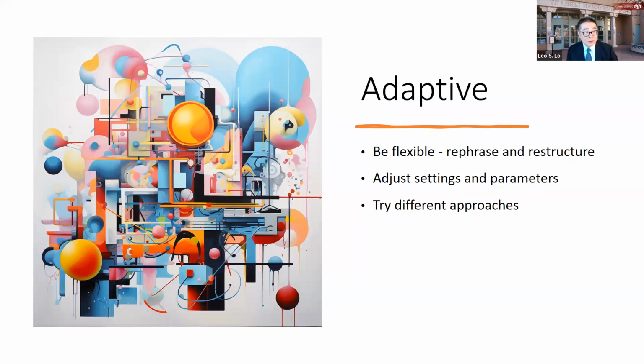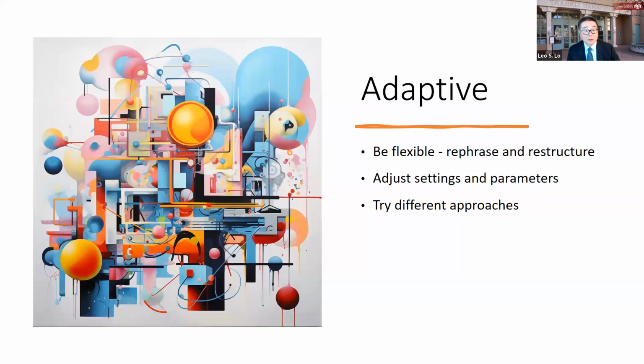This is essential in prompt engineering because it doesn't matter how good your prompt is, they don't always give you what you want. So you may want to take a look at the response, and then think about rephrasing, restructuring the prompt. And that can really help impact the quality of the responses generated by AI.